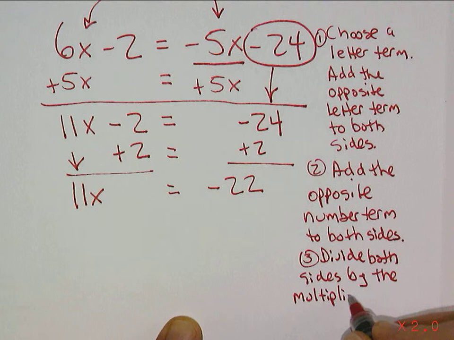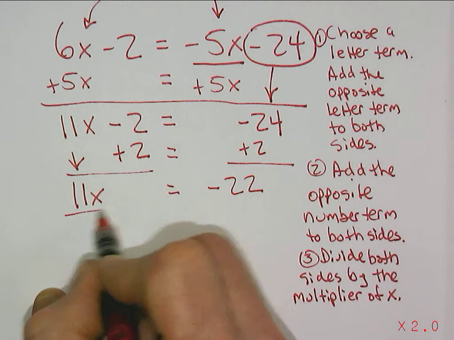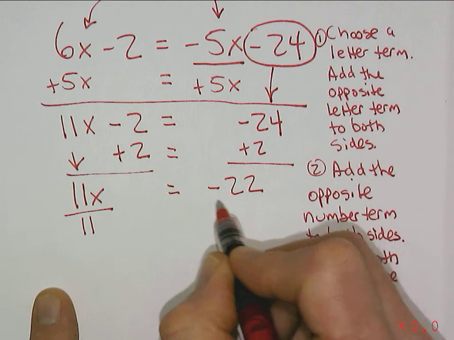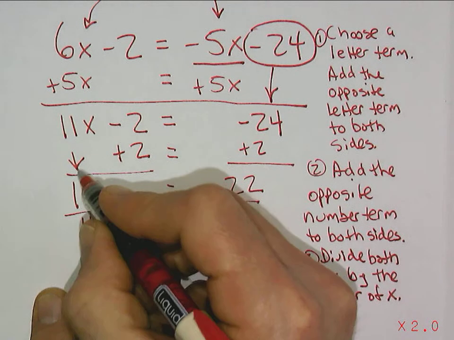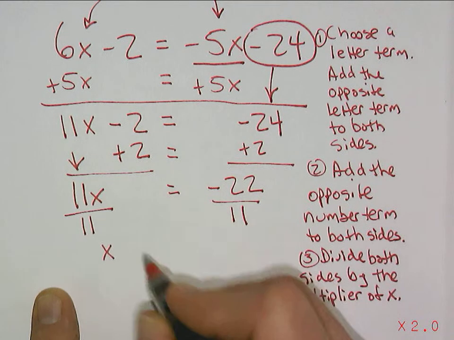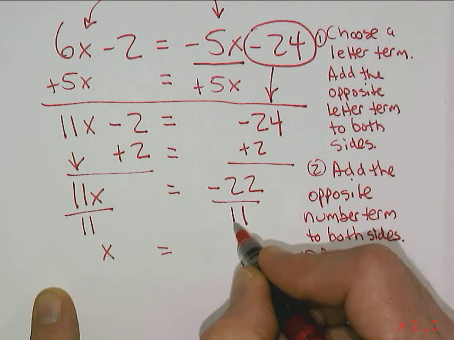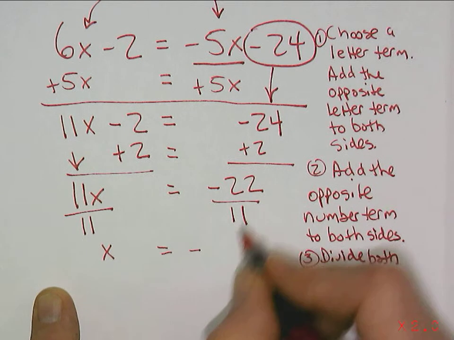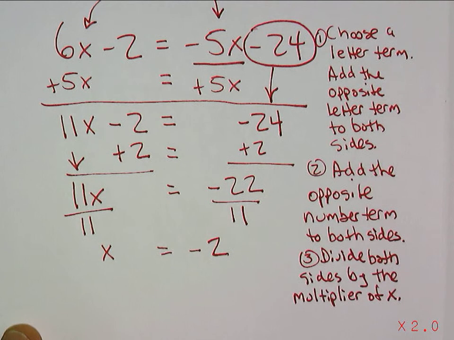So I have the multiplier of x is 11. So I'm going to divide both sides by 11, and I get x, because 11 divided by 11 is 1, x equals negative 22 divided by 11. Negative divided by a positive is negative. 22 divided by 11 is 2. And so my solution is negative 2.